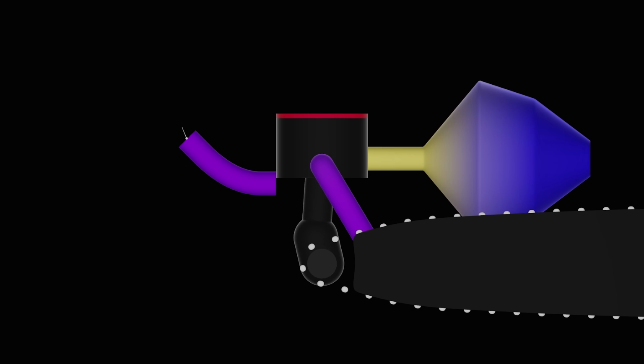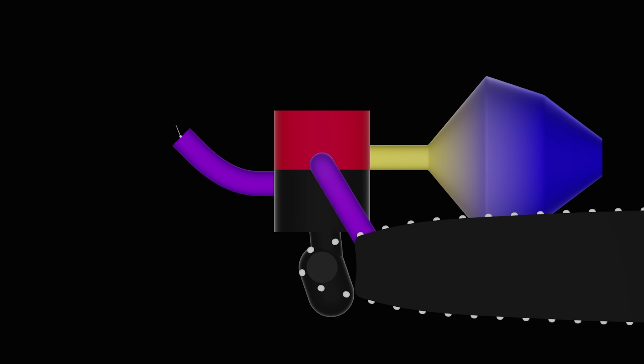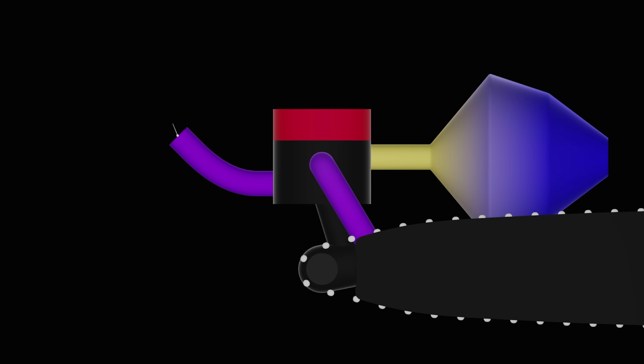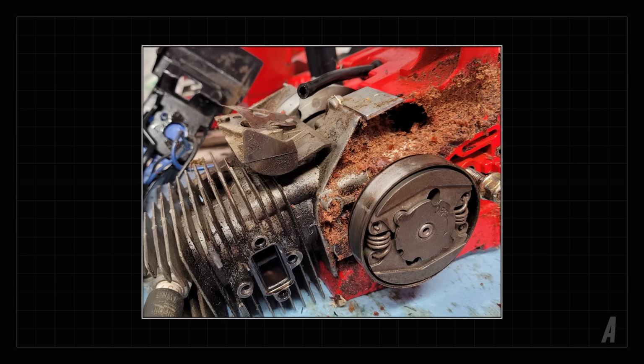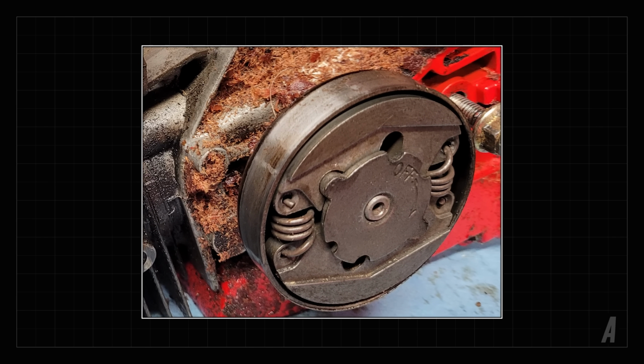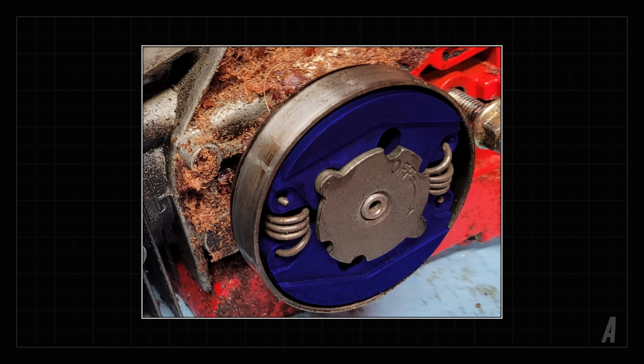The sprocket is not directly attached to the crankshaft though, but is instead attached via an automatic clutch mechanism. Specifically, it's a centrifugal clutch, which means that it uses the centrifugal force generated by the spinning crankshaft to generate the friction force needed for the clutch to engage. In this image, you can clearly see the two weights which are held inwards by two springs. At rest and at low speeds, the clutch is therefore disengaged.